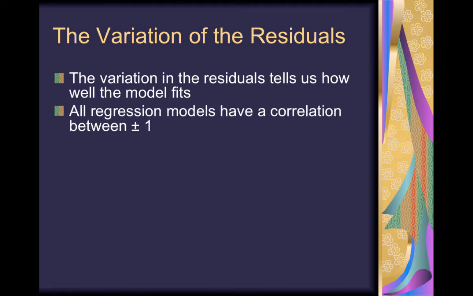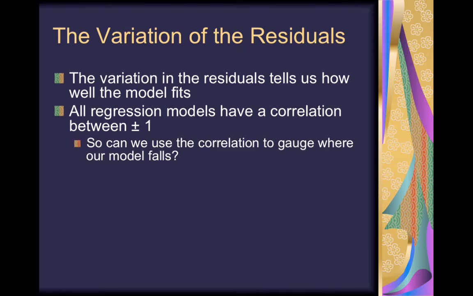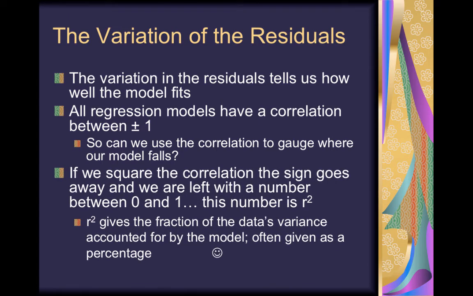All regression models have a correlation between 1 and -1, which measures our strength. Can we use the correlation to gauge where our model falls? Is the model fitting well or is it not fitting well? And yes, we can. If we square the correlation, the sign goes away and we're left with a number between 0 and 1. This number is called r squared because we squared r, our correlation.